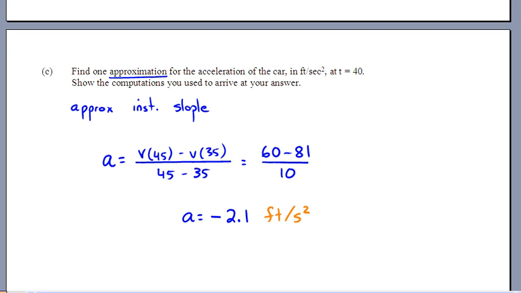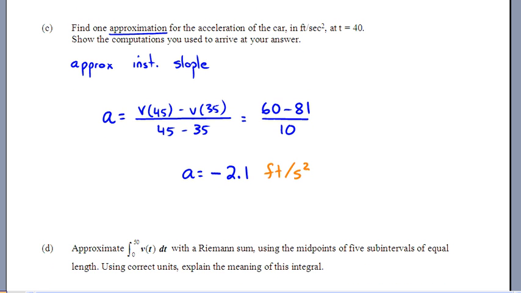Okay, we're moving along through this question. It's not taking too much time. This part might slow us down slightly. It says approximate the integral of the velocity with a Riemann sum using midpoints of 5 subintervals of equal length. And then using correct units, explain the meaning.